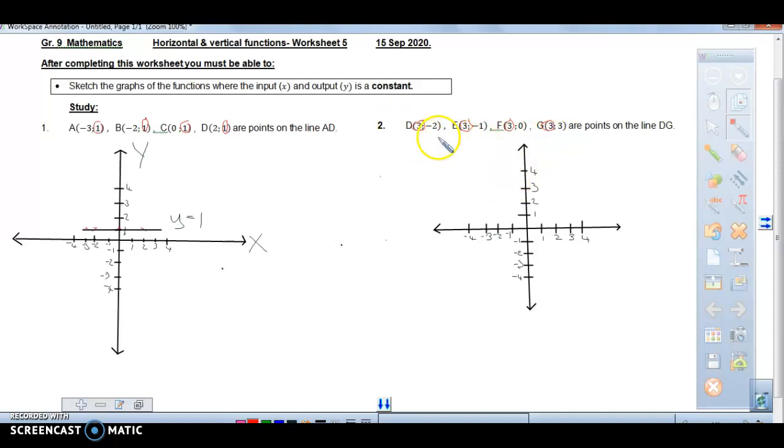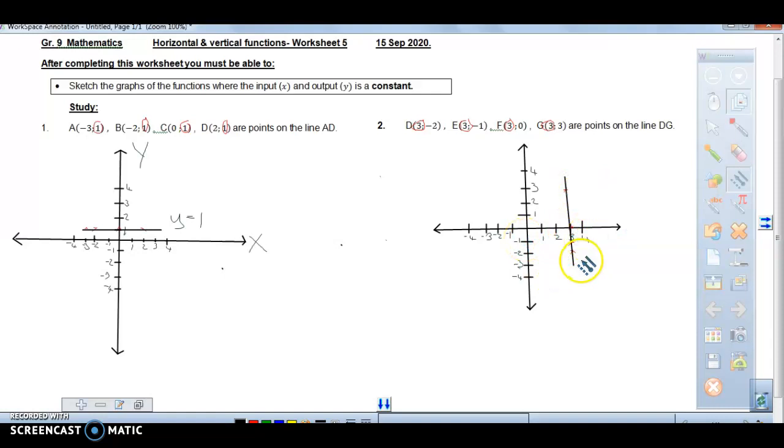So if I plot those points, where x is 3 is here, and y is negative 2, it means I'm going to go down 2, and I'm going to more or less get a point there. And for x equal to 3 again, y must be negative 1. So I'm going to get a point there. For x equal to 3, y is 0, so it's going to lie on the x-axis. And for x equal to 3, y must be 3, so it's going to be a point up 3, more or less there. So if I connect them, what do I get? I get a vertical line that is parallel to the y-axis.